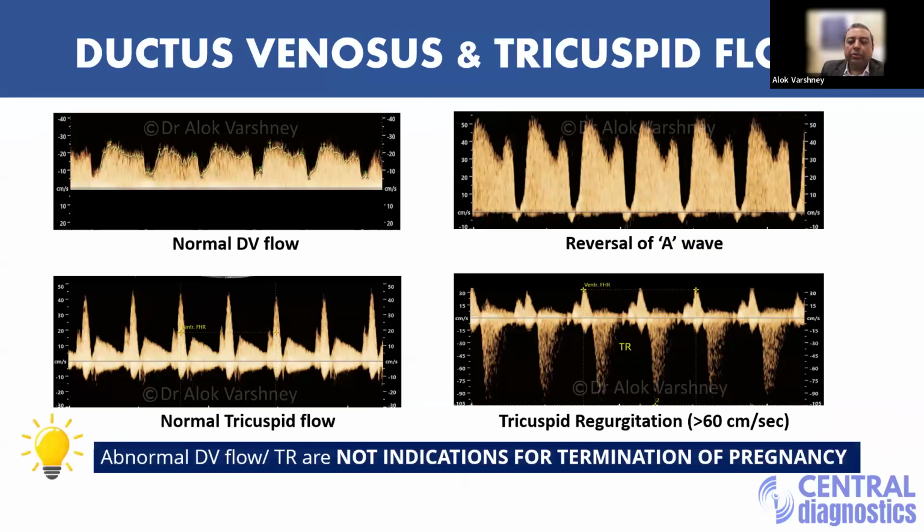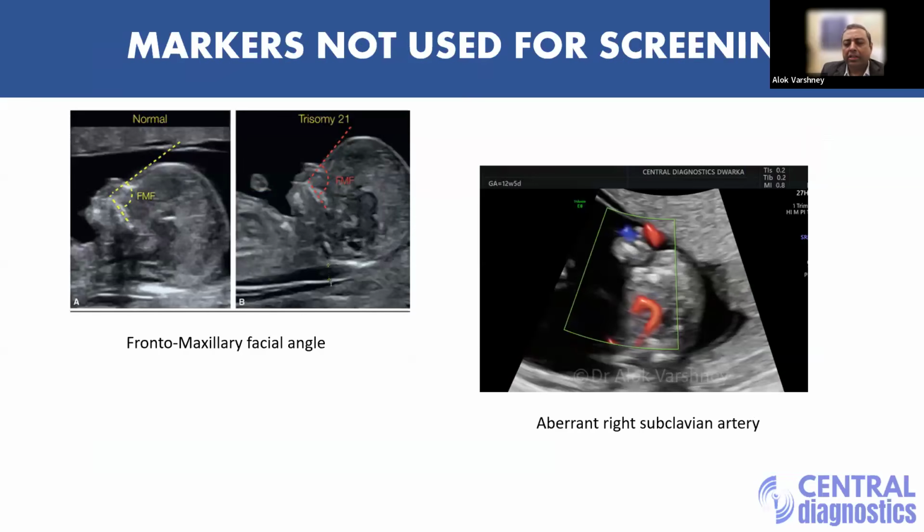So again, the DV flow, abnormal DV flow, tricuspid flow, they should not be indicators for termination of pregnancy. Simply, they mean that we need to evaluate these fetuses.